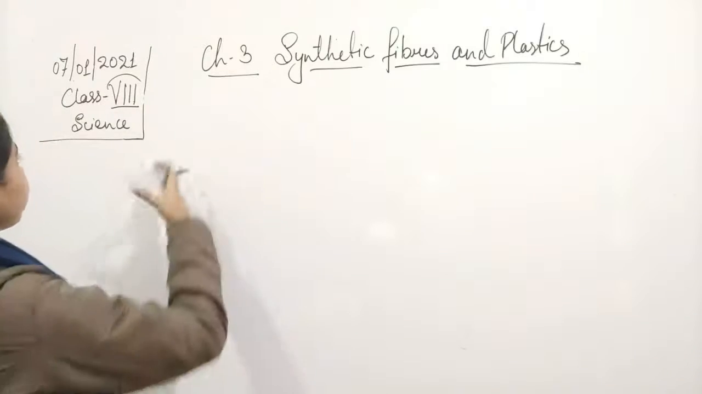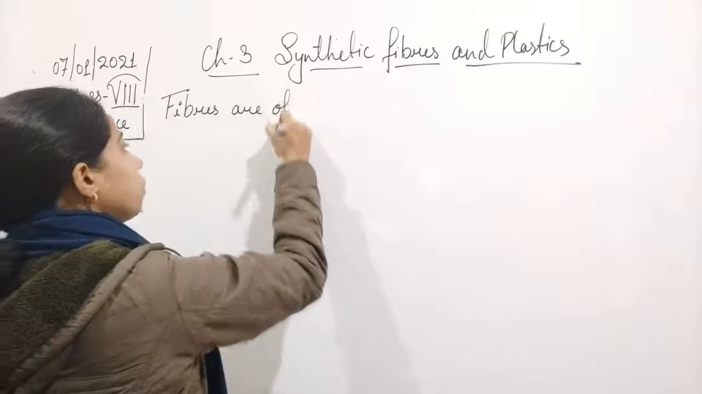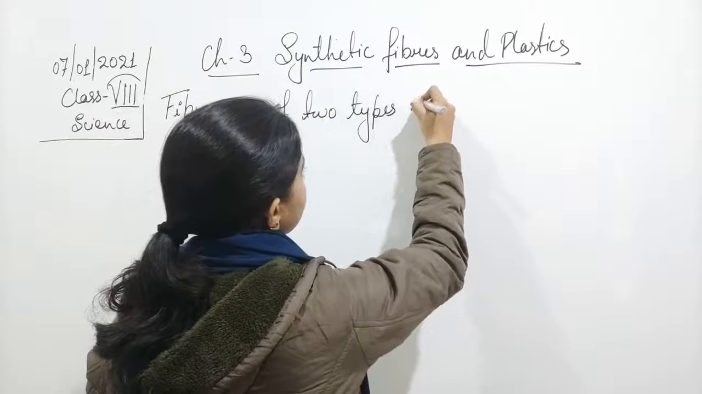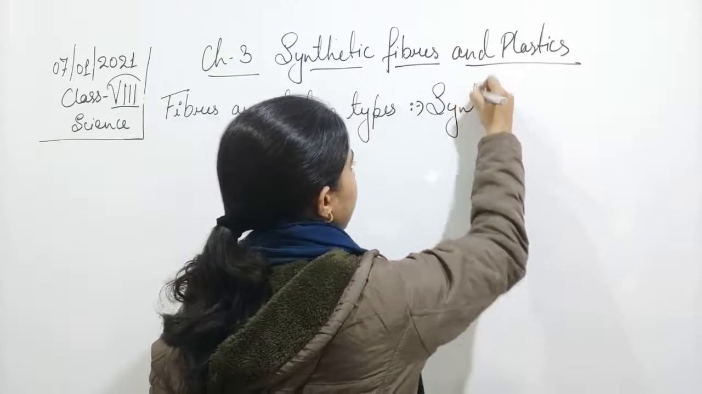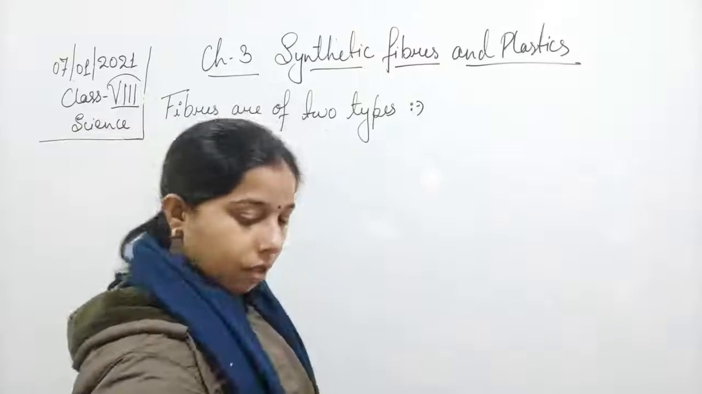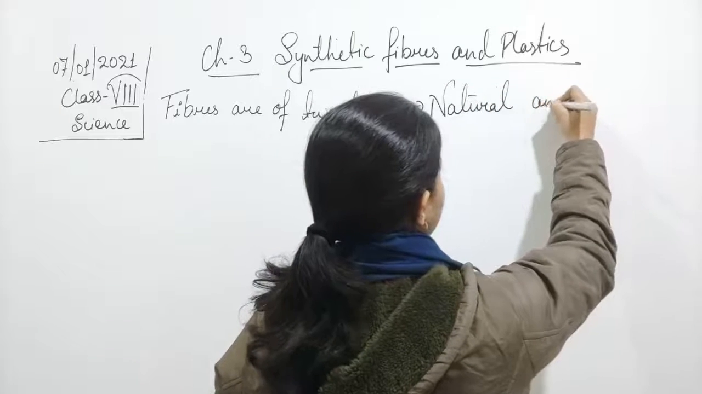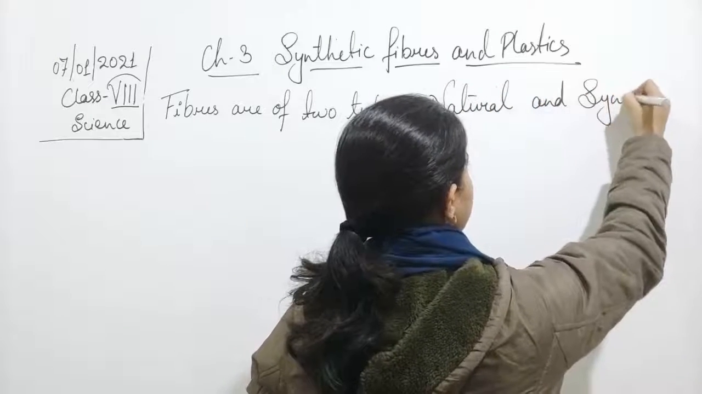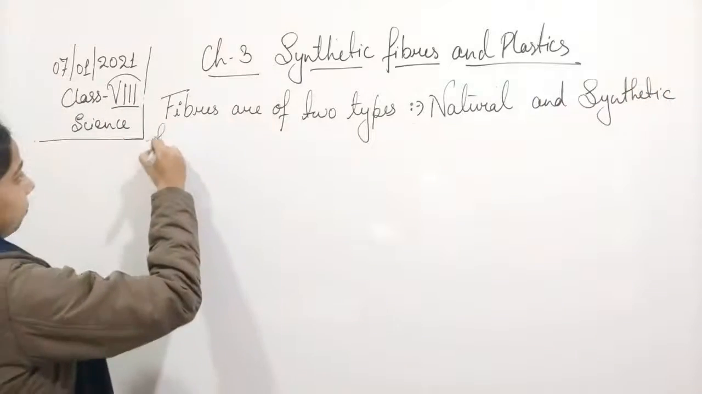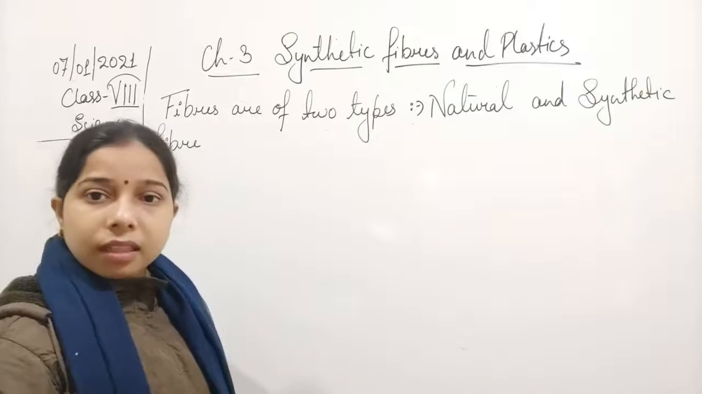So we can write it, fibers are of two types. The first one is natural, and then synthetic fiber. Okay, natural fiber and synthetic fiber.